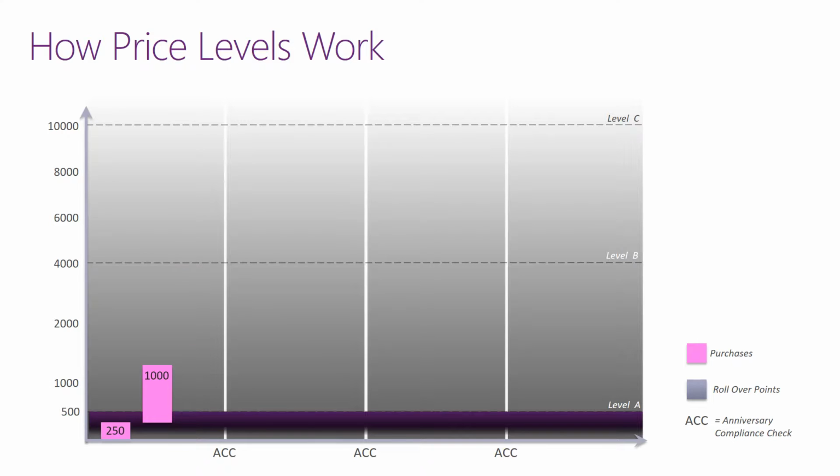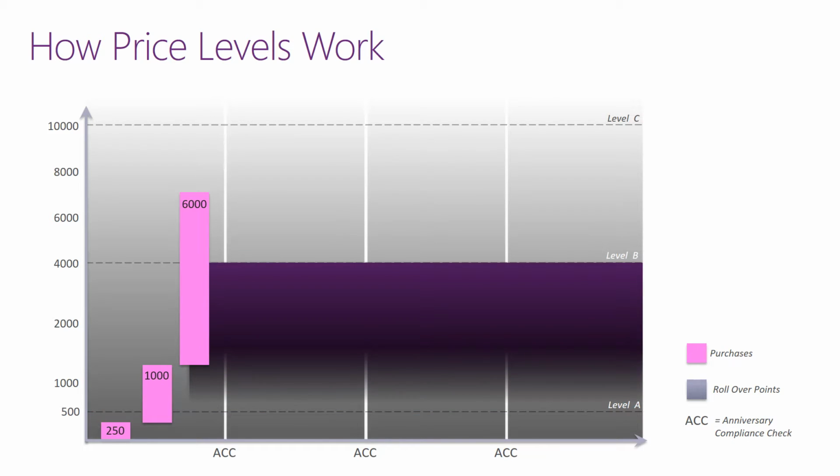But what about this order? You can see that's quite a big order, and the total points are now more than required for level B pricing. So what price level is this order at? Is it at level A? Is part of it at level A and part at level B? Or is it all level B? Well, it's good news. The whole order that takes a customer into the new price level is at that new price level. So level B in this example.